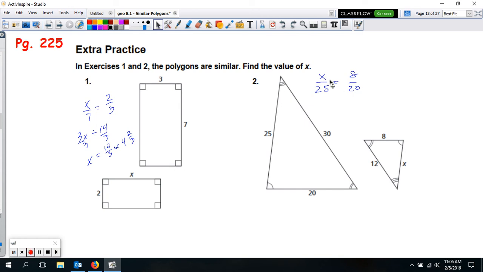So now you're going to cross multiply. 20 times X is 20X. 8 times 25 is 200. And just divide by 20. So that's going to give us X equals 10. And that's it.